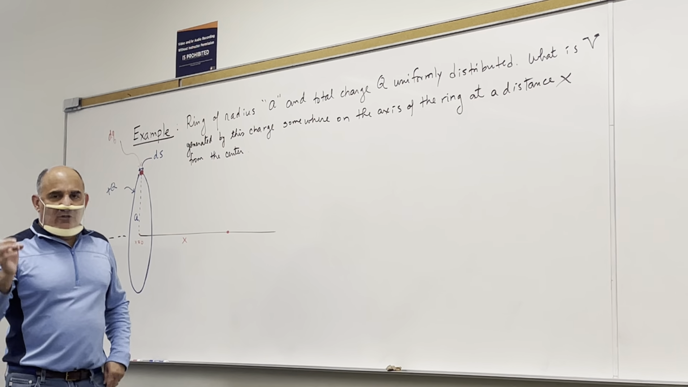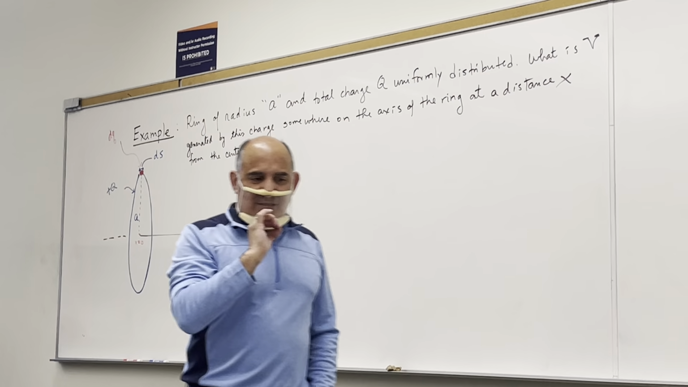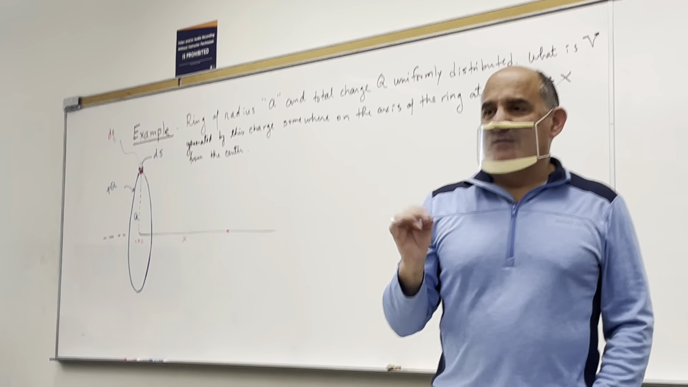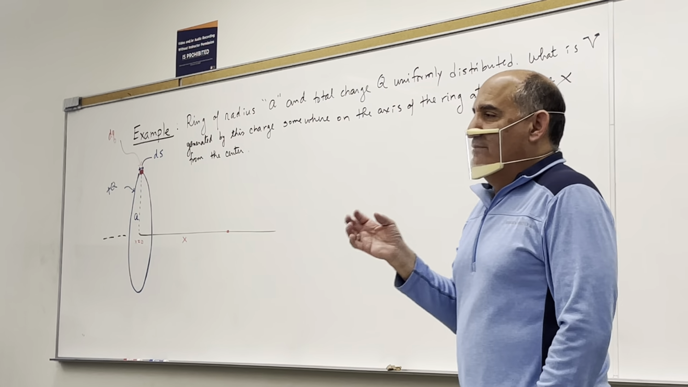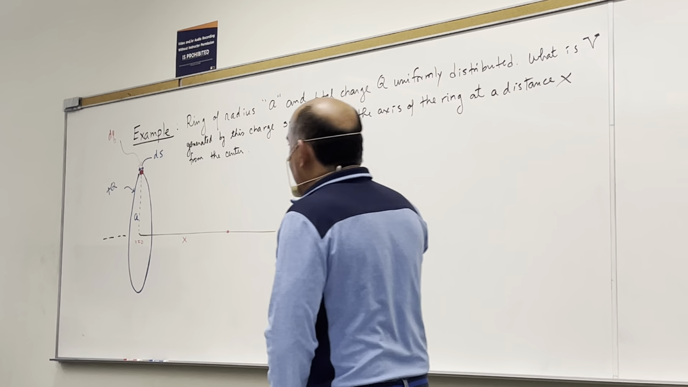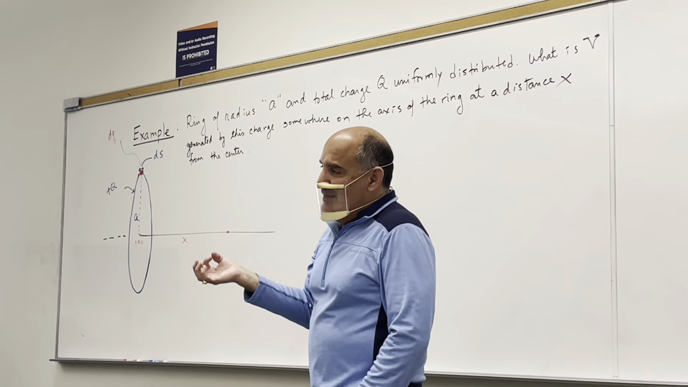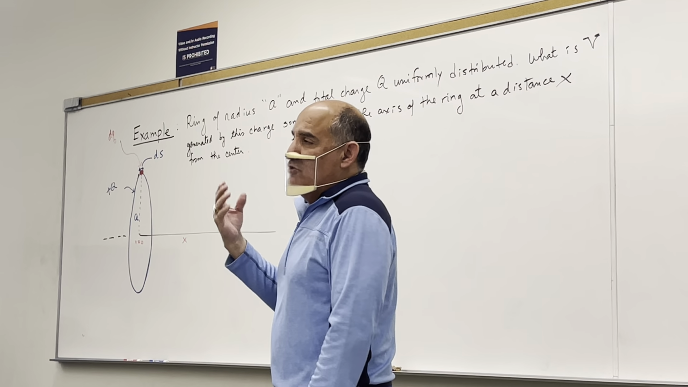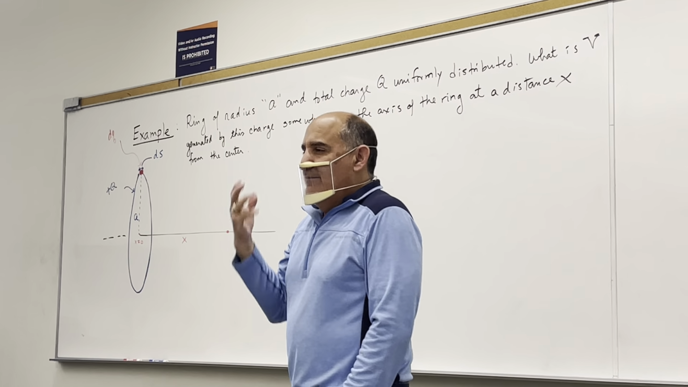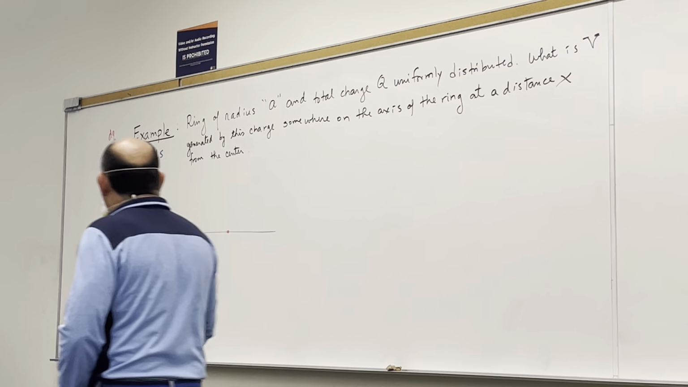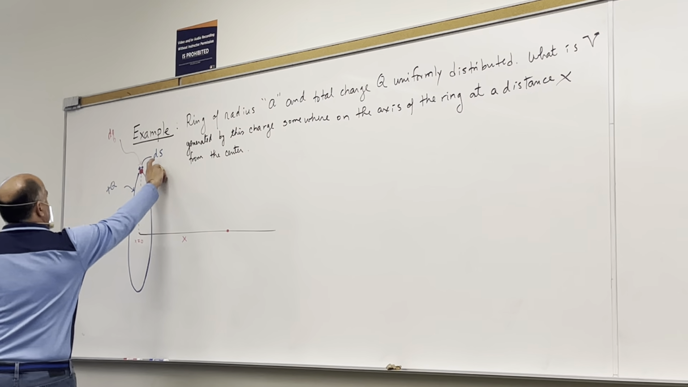So the charge dq extends over the length ds. They're infinitesimally small, and that's why we use d, as in dq. We could just call them q and s, but because they are infinitesimal, we use this language.